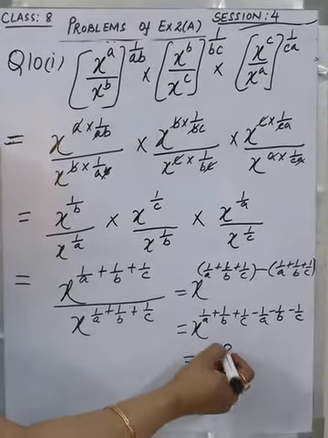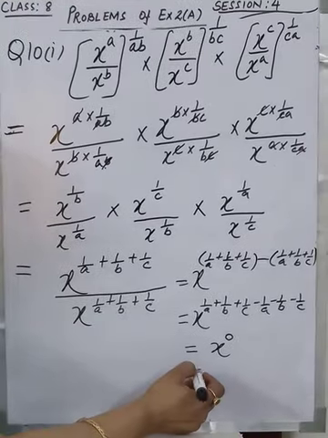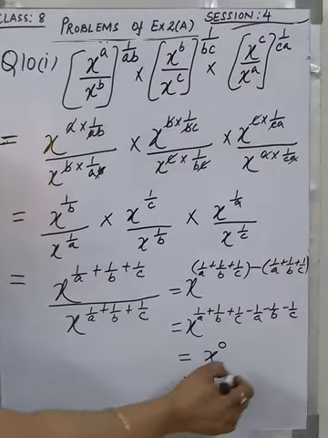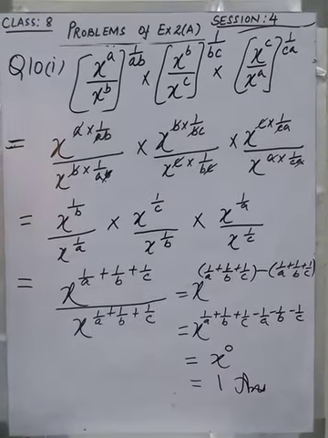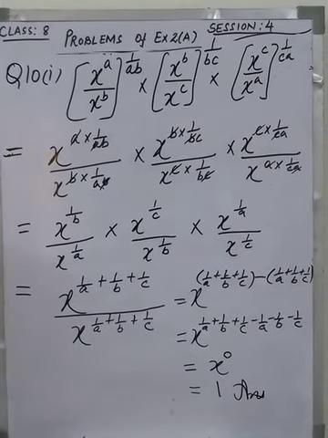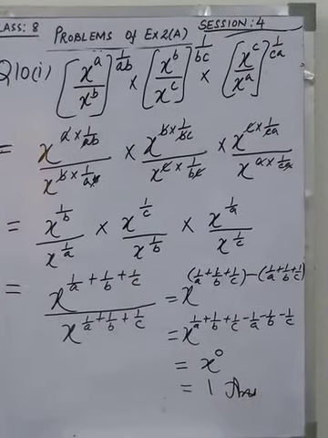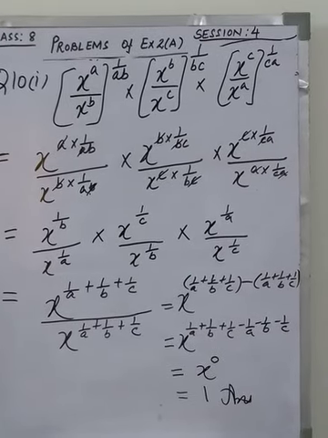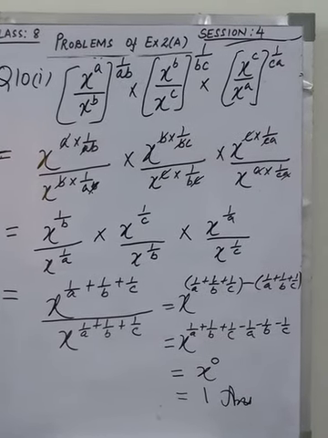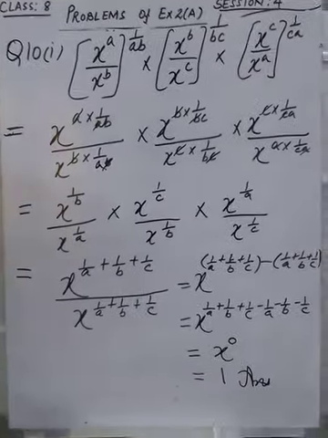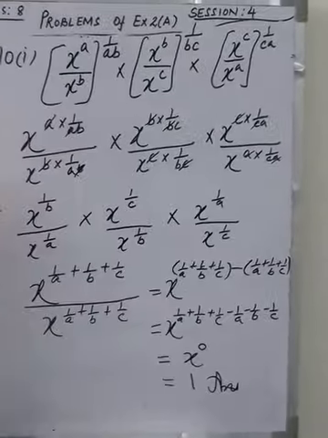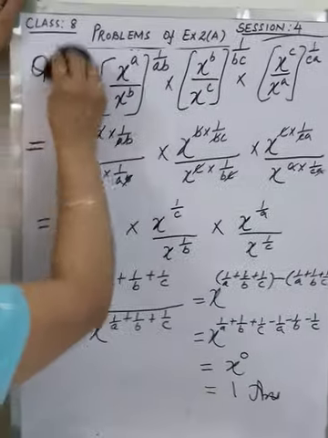What are we left with? X to the power nothing, that is 0, and any number with power 0 is equal to 1. So this is the value of the given expression. Hope you have understood. Then I solve question number 11. A child asked for question number 11 also, although 12, and I'll solve question number 11 for you now.